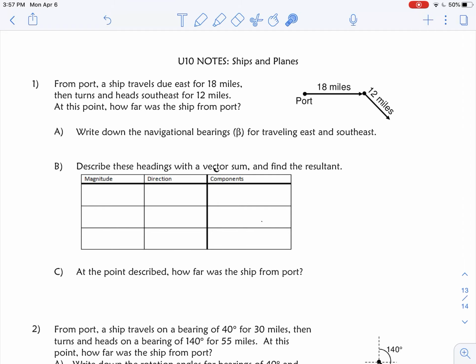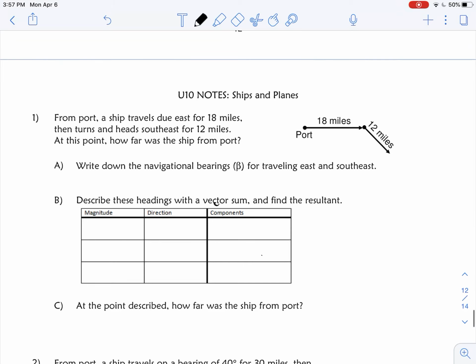All right, these notes are going to cover ships and planes, and we're going to introduce the concept of navigational bearings and headings. So I just want to refresh your memory. A rotation angle is what we've been working with.